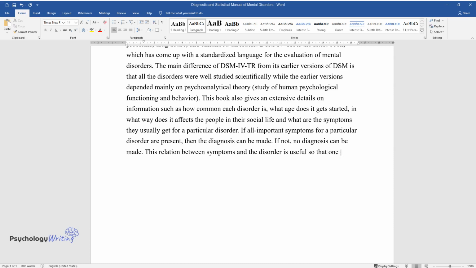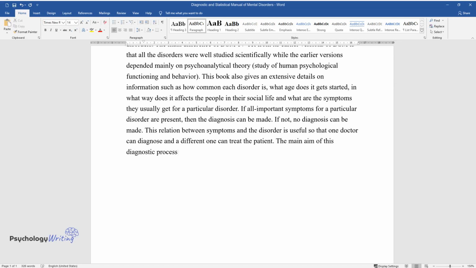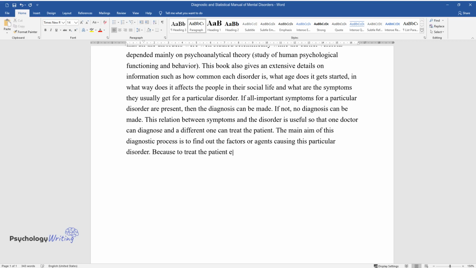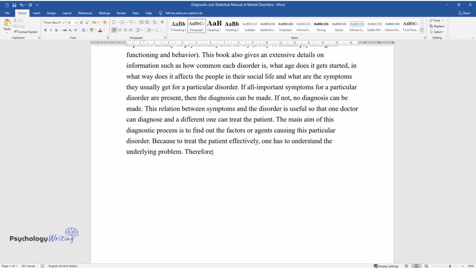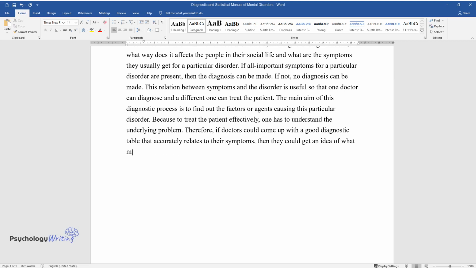treat the patient. The main aim of this diagnostic process is to find out the factors or agents causing this particular disorder. Because to treat the patient effectively, one has to understand the underlying problem. Therefore, if doctors could come up with a good diagnostic table that accurately relates to their symptoms, then they could get an idea of what made them ill, i.e., the underlying cause. This understanding will help them to treat the patient effectively.